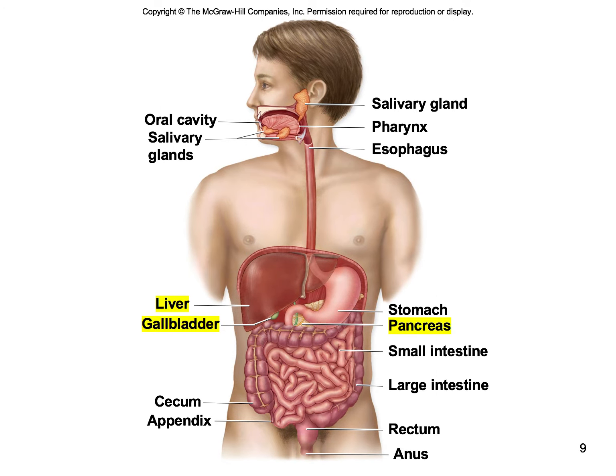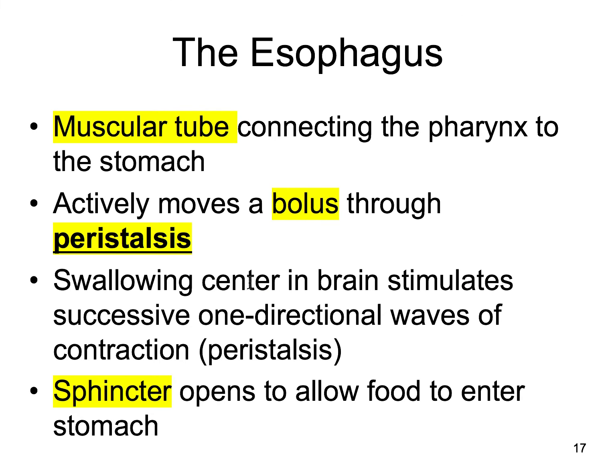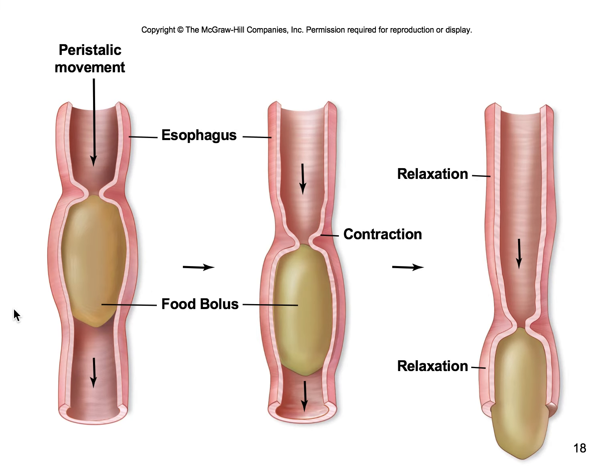Okay, so let's jump back to the esophagus. We're talking about peristalsis and the sphincter. Here is a picture of peristalsis. So this beige, brown, weird shape of goo is the food bolus. This is what the food looks like. So once you chewed it, covered in saliva, and swallowed it, it's a little unpleasant.